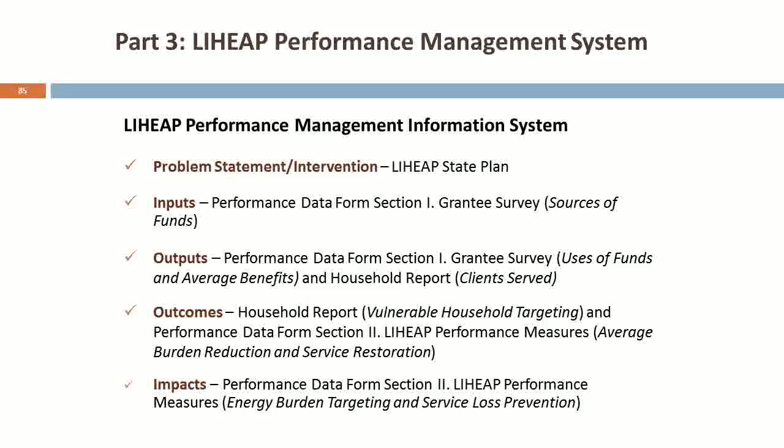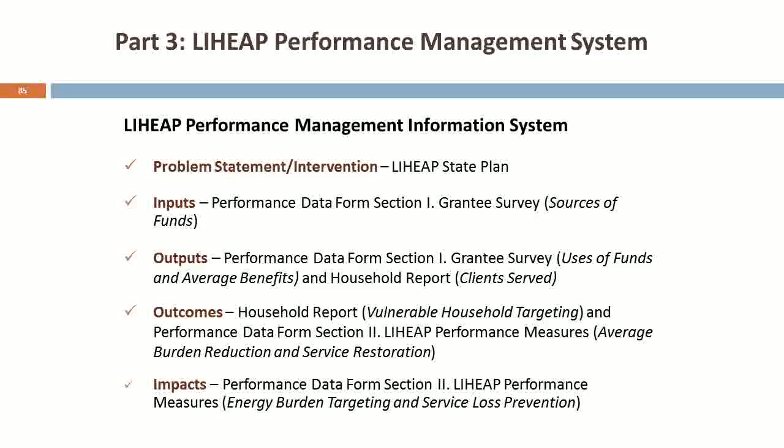So the LIHEAP state plan is how we look at the problem, how we deal with it. Inputs talks about what are the resources that we use to deal with it, and of course you report that in your grantee survey. You also have outputs. So this is your grantee survey and your household report. What are we doing? And then you talk about outcomes. And outcomes, remember, aren't about what we're doing. It's how we're changing the households we serve. It's something more than an output. All of you have heard that before.